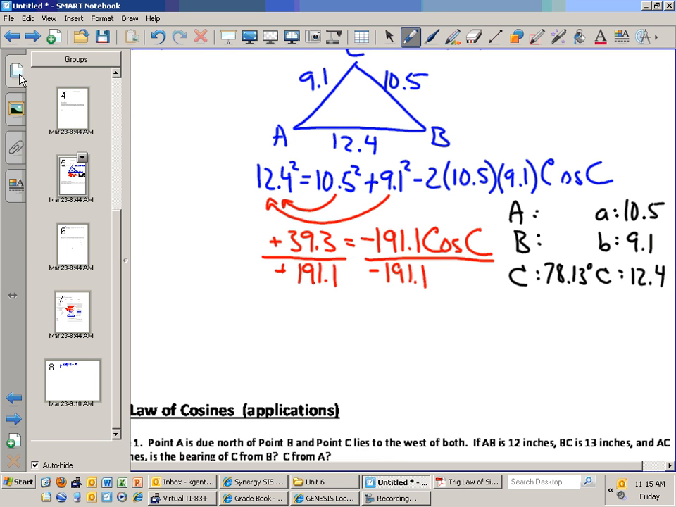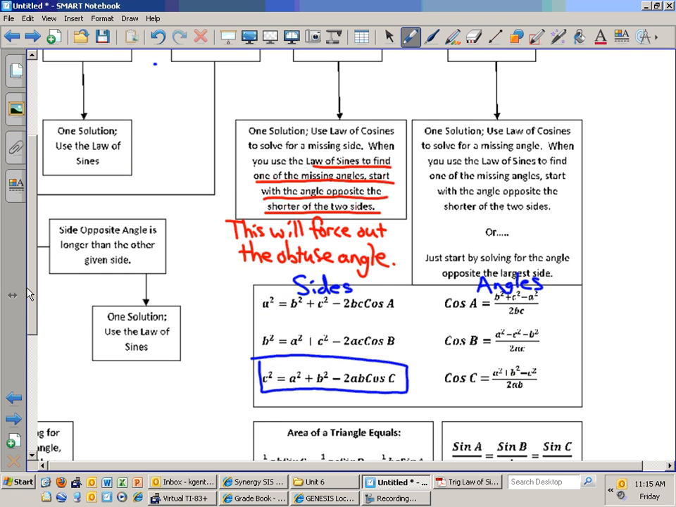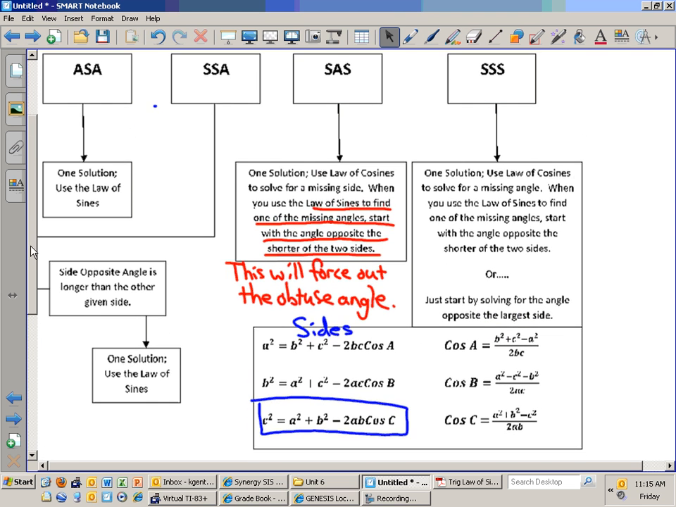So flip to your graphic organizer, and we'll write in the last piece, and then we'll be good. If you are given side, side, side, it says you have one solution. Use the law of cosines to solve for a missing angle. When you use the law of sines to find one of the other missing angles, start with the angle opposite the shorter of the two sides. Forget about that. That just matches with what we did over here. Just do this. It says just start by solving for the angle opposite the largest side. That is what you want to do.